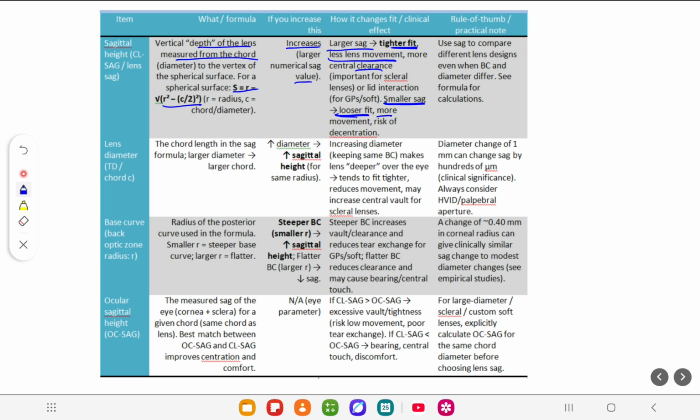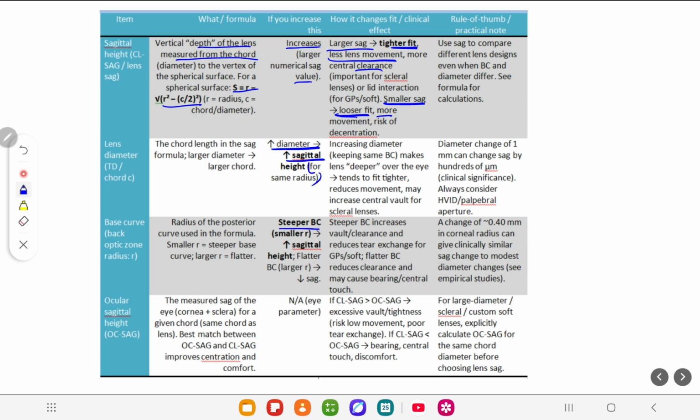The use of sag is to compare different lens designs, even when the base curve and the diameter are different. So it's very important. You can compare different contact lenses using only sagittal height. Now, lens diameter, total diameter or chord: increasing the diameter increases the sagittal height, for the same radius.